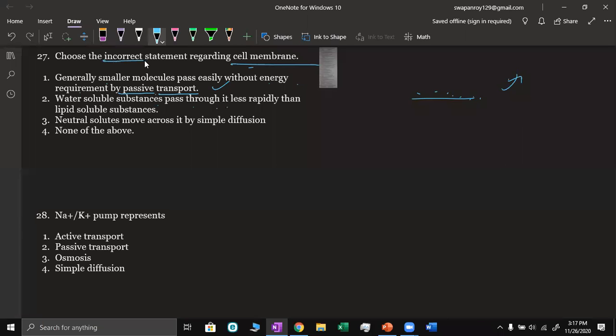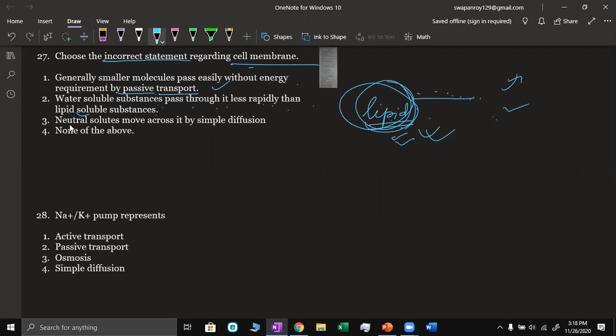You have to select the incorrect statement. Water soluble substances pass through it less rapidly than lipid soluble substances. The plasma membrane is made of lipid, fat, oil. Water and oil do not mix, no. So that's why water soluble substances cannot move easily across the plasma membrane, but lipid soluble substances can move across the membrane easily.